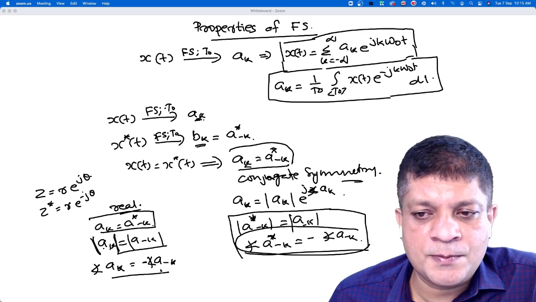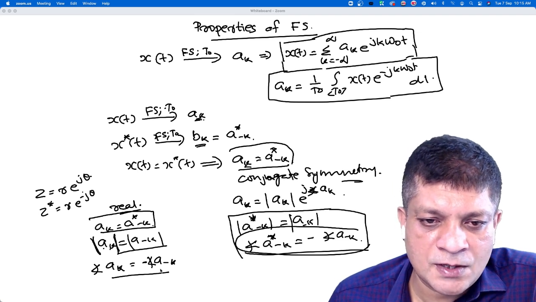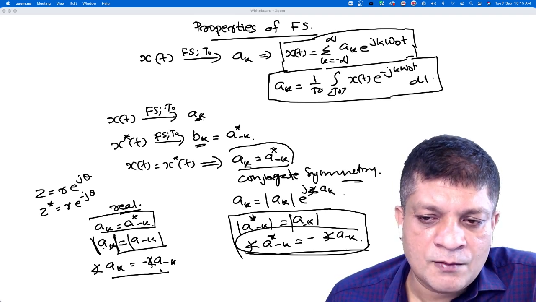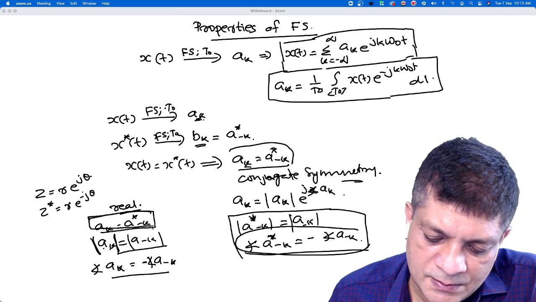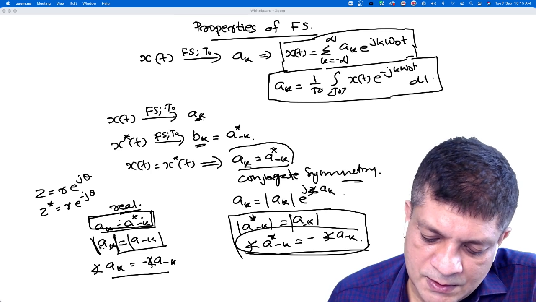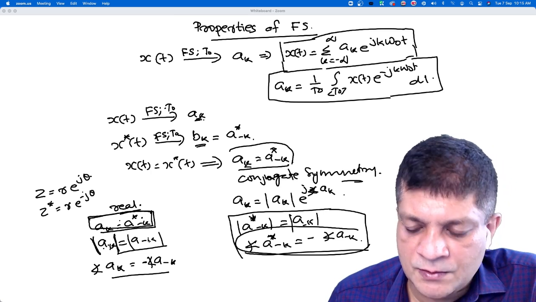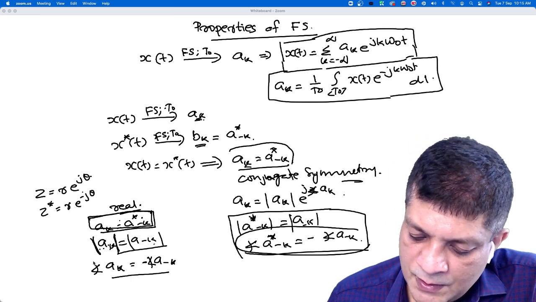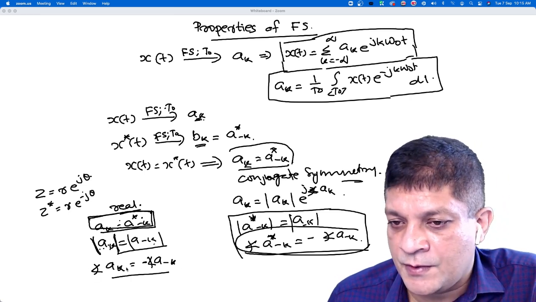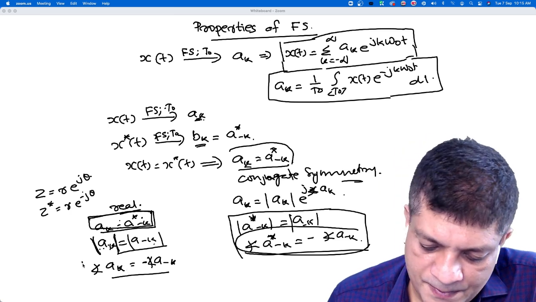That is an important property of Fourier series coefficients. They are conjugate symmetric. For a real valued signal x(t), they are conjugate symmetric. This is the conjugate symmetry. And if it is conjugate symmetric, the magnitude of the Fourier series coefficients is an even function of k, and the phase is an odd function of k. Okay.